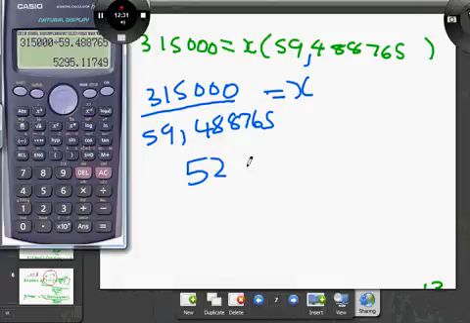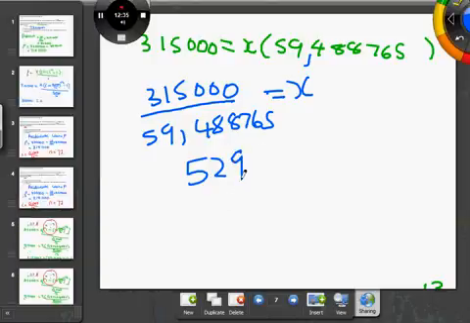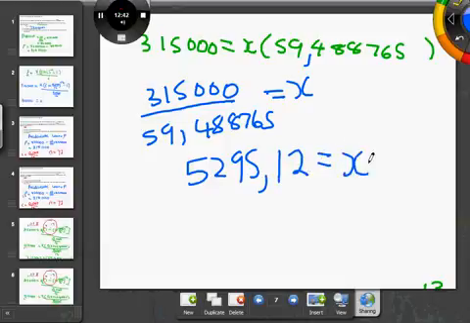5295,12. This is going to be your installment X. So that's how we calculate the installment that Jack has to pay, and this is how much he's going to pay on a monthly basis.